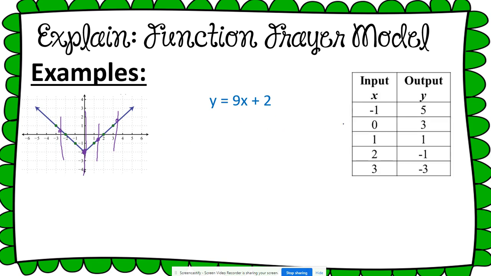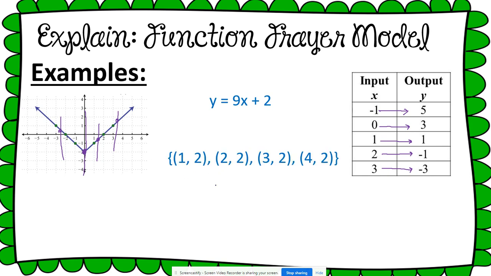In this input and output table, I see that every input has one output, so -1 only has the output of +5. 0 only has an output of 3. 1 only has an output of 1. 2 only has an output of -1. And 3 only has an output of -3. Because of this, I know that this is a function.